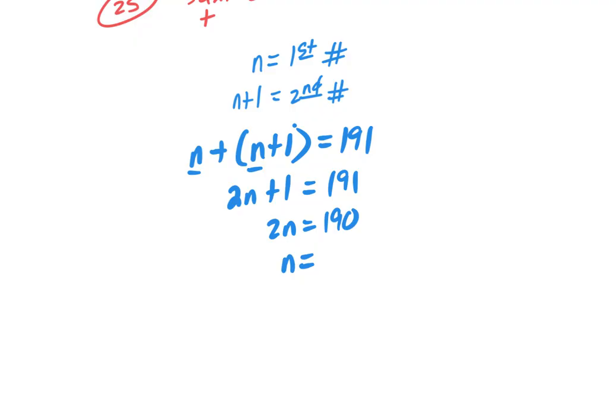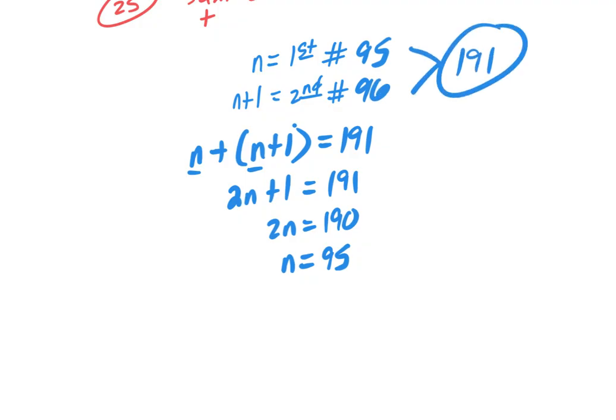What do we get? 95? Okay, so that is my first number. 95. What would be the next integer after 95? Just add 1 to it, 96. And the way we could check it is if I added those two together, they better add up to be 191, which they do. So 95 and 96 are the two integers that we're looking for.